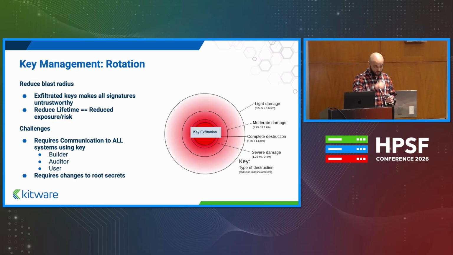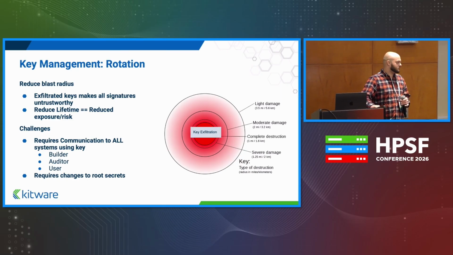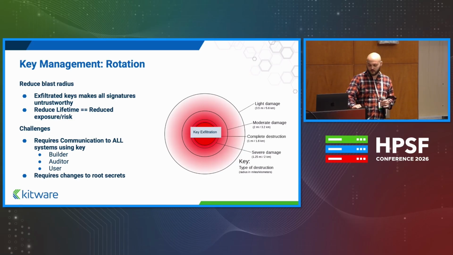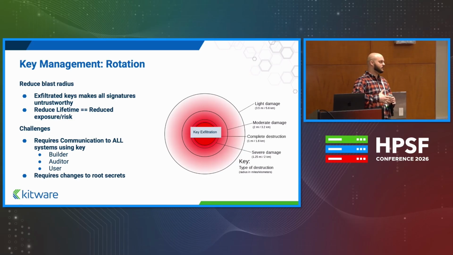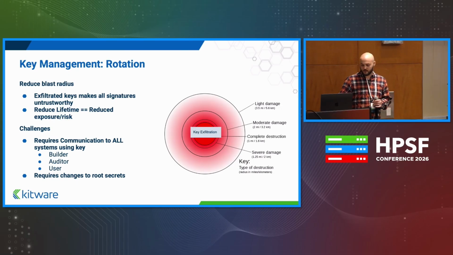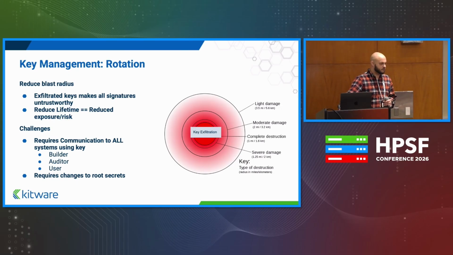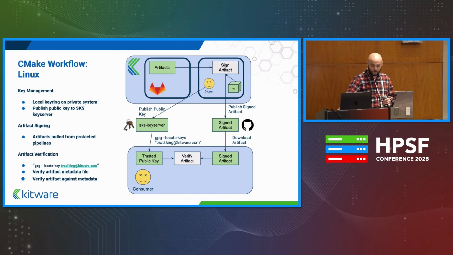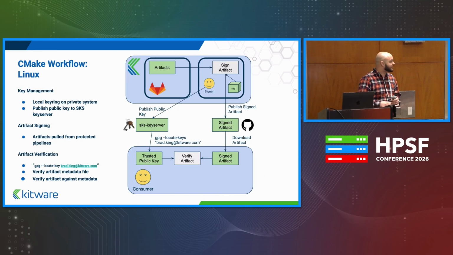If you're not using a subkey for GPG, you're changing your root key, and that can be annoying because now people have to re-verify the identity on that primary key. So there are challenges in rotation. So let's look at an example.